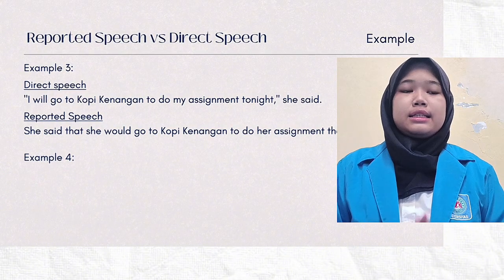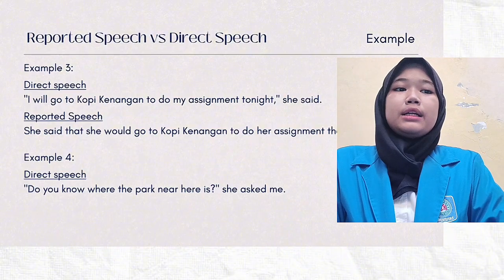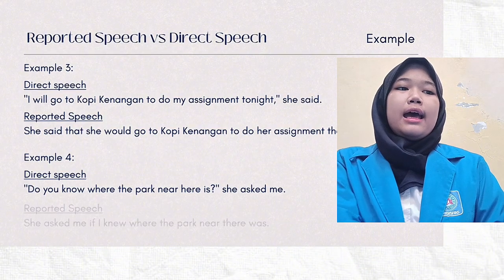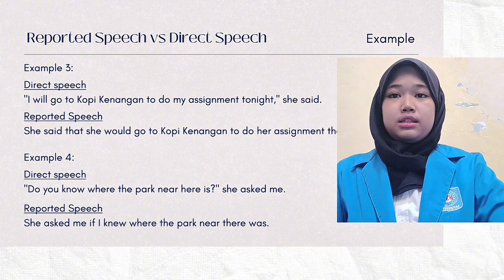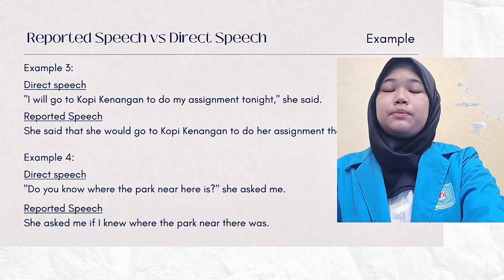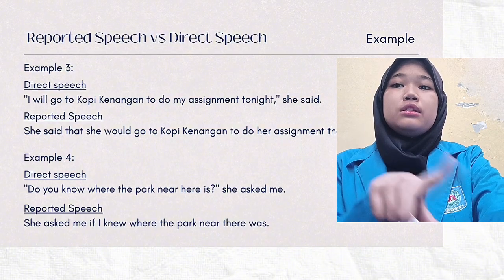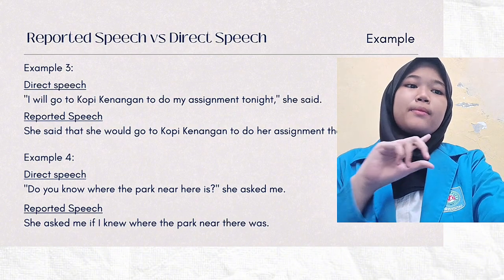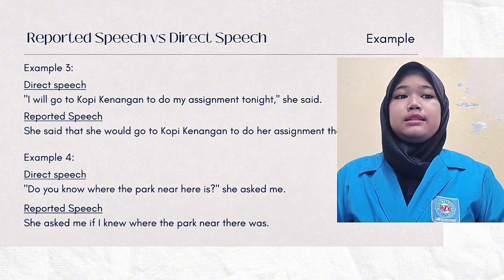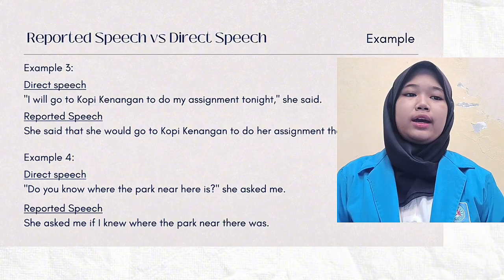Okay. Example number 4, direct speech: Do you know where the park near here is? she asked me. And in reported speech, I would say, she asked me if I knew where the park near there was. The verb I change to knew, and because the adverb of place is here, I change it to there. Okay.